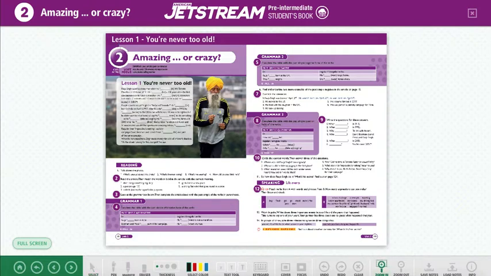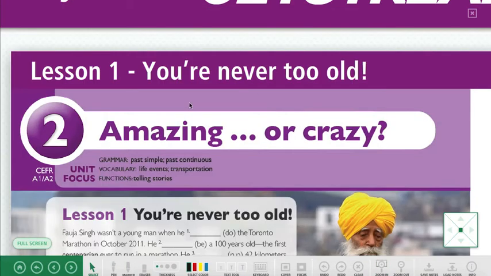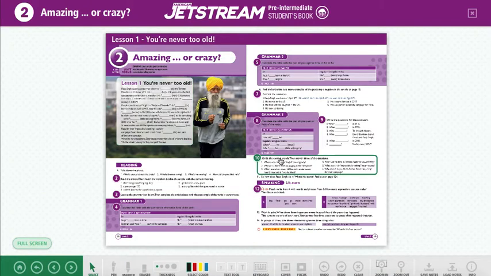Today we're going to see unit number 2, and we will start in this video with lesson number 1. Look at the title of unit 2. This is the title, and here we have the name in lesson 1. If you don't remember, these are the objectives, the things we will learn in this unit: past simple and past continuous. Here you will learn how to tell some stories. It could be about your life, something that has happened to you before.